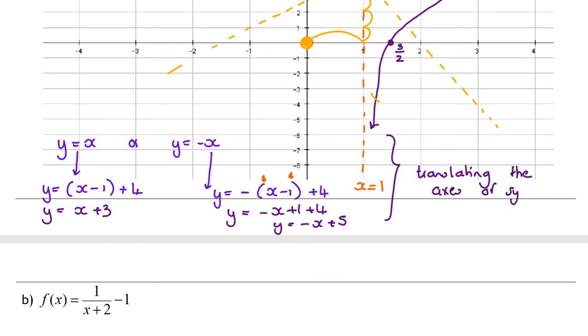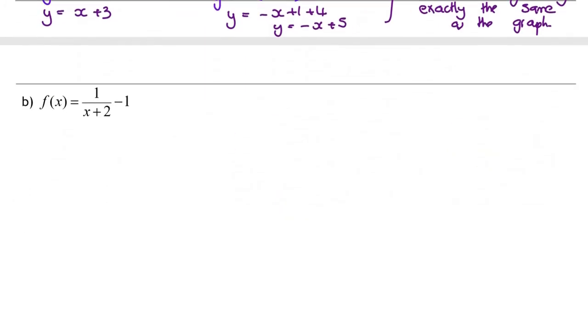So a very commonly asked question, and just pick which method works for you. So this method was translating the axes of symmetry exactly the same as the graph. So when we practice these in our next example, I'll do both methods. Okay, on to the next one.